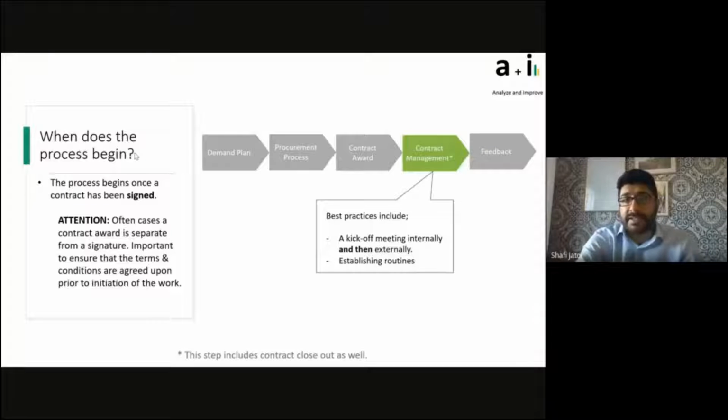Contract management best practices include a kickoff meeting, first internally. Once a contract is signed, you would like the procurement team, whoever awarded that contract, to sit down and go through the contract with the contract management officer, if it is different from the procurement analyst, and the operations as well. If you do that internally first, you have a good understanding of what's been signed, and then you include the supplier, because they'll be the one performing the service. It is important that every party is aligned on what we expect them to do, what our expectations are. Period. The second best practice would be establishing routines up front.